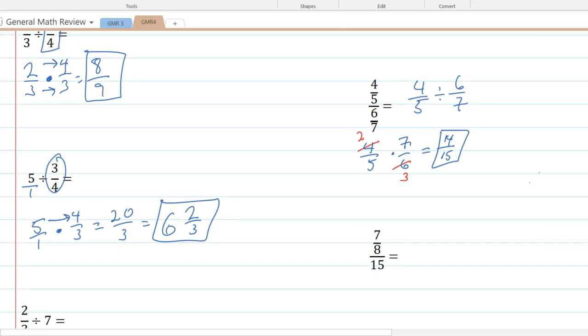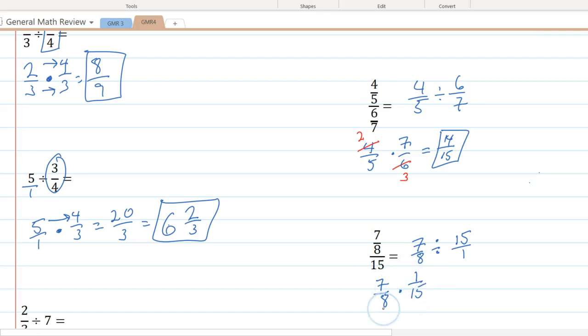One more problem here. I have 7/8 divided by 15. So like I said before, break it up. 7/8 divided by 15. But wait a second, that's a whole number. Don't forget your invisible 1. Make it visible. So now I have 7/8 divided by 15 over 1. That makes a little more sense. Invert and multiply. 7/8 times 1 over 15.